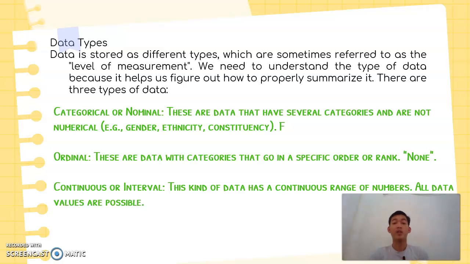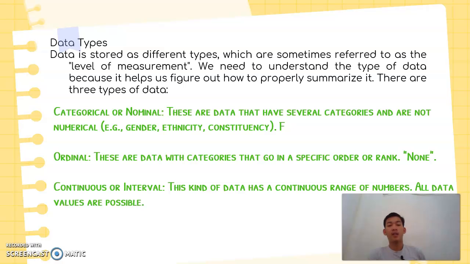First is the categorical or nominal. What is the categorical or nominal? These are data that have several categories and are not numerical. For example, gender, ethnicity, constituency, and others.